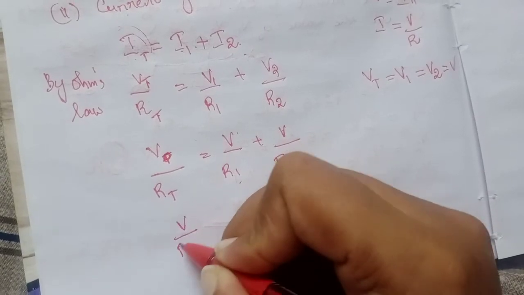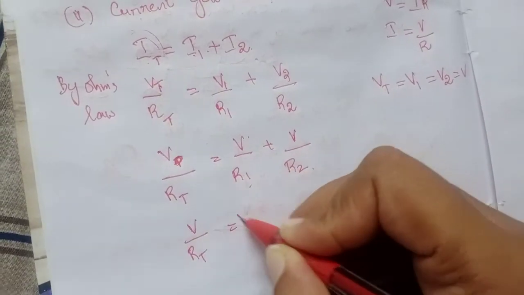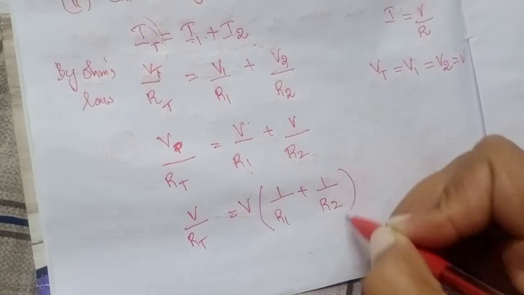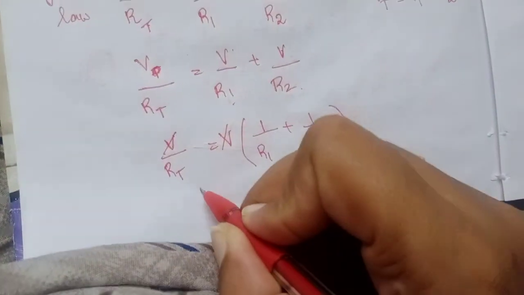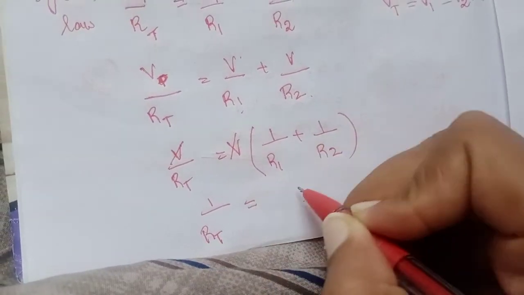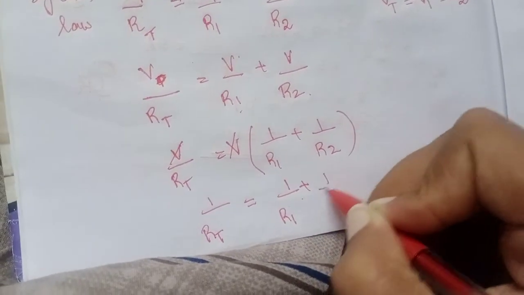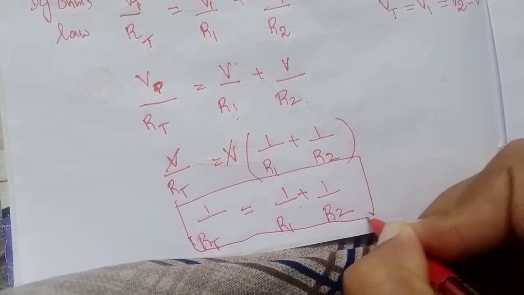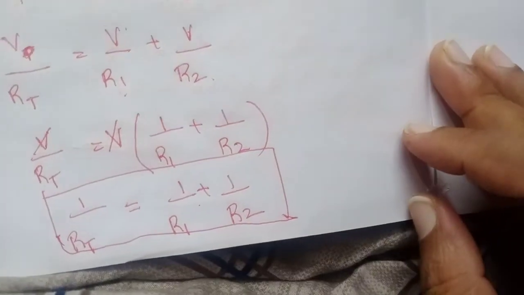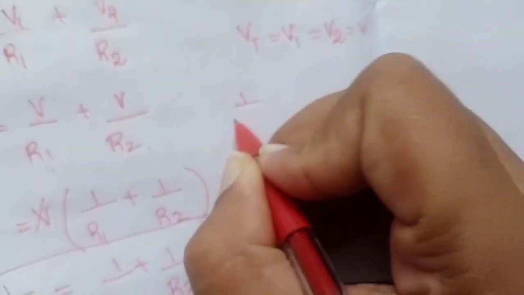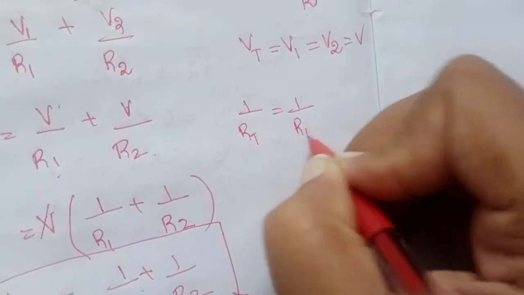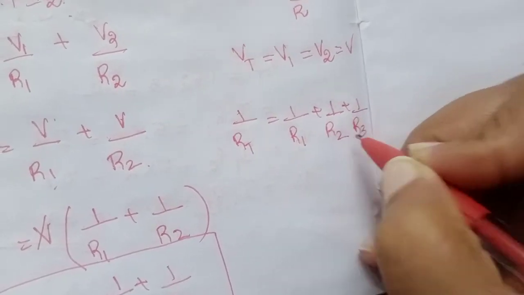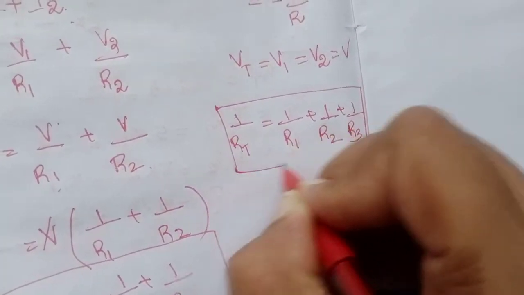So here V by RT is equal to, I am going to take this V outside because it is the common factor, so 1 by R1 plus 1 by R2. This V and this V get cancelled and I will get the equation 1 by RT is equal to 1 by R1 plus 1 by R2. So this is the equation to find out the total resistance in case of a parallel circuit. If we have 3 resistors, you can write plus 1 by R3. If you have 4, you can write plus 1 by R4.